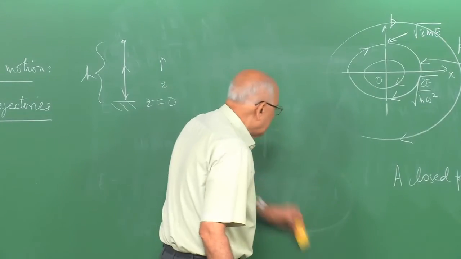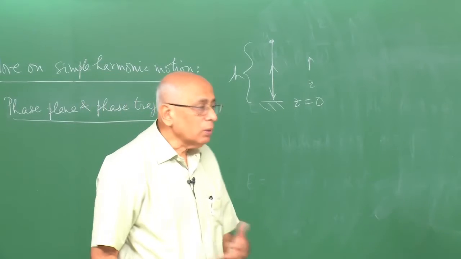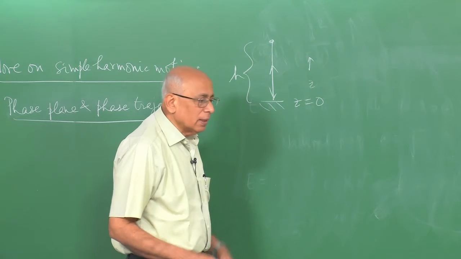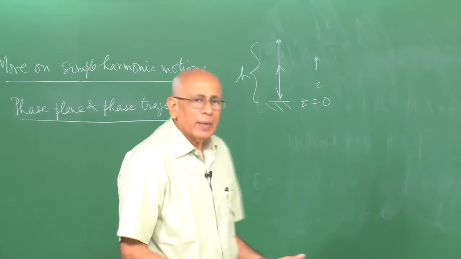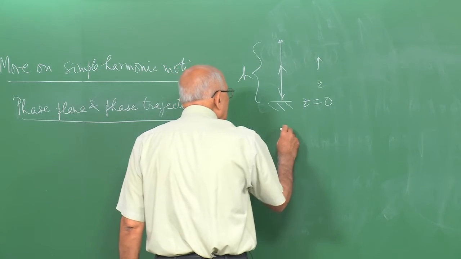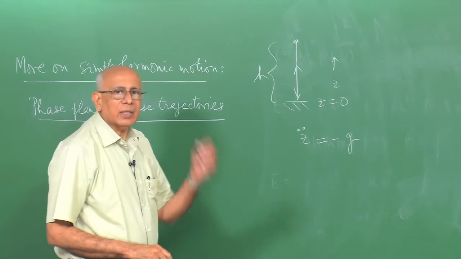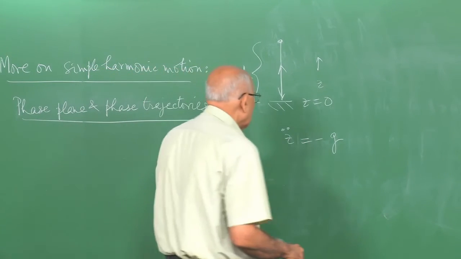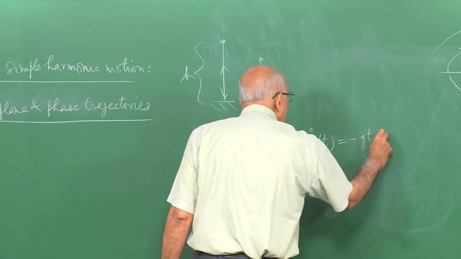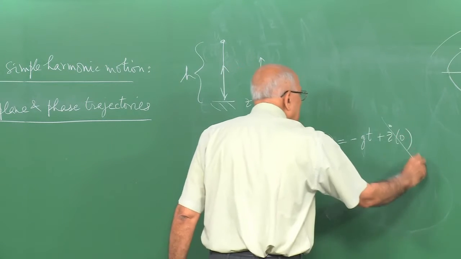The floor is assumed to be perfectly rigid, and the ball is supposed to suffer no loss of energy as it goes up and down. There is no air resistance. This is periodic motion, but it is not simple harmonic motion. Can we describe its phase trajectory? Of course, we can solve this problem in a very simple way. If z is the vertical coordinate, I know immediately that z double dot equals minus g, because the acceleration due to gravity is constant. If I solve this equation here, I get z dot of t equals minus gt plus z dot of 0, and if I drop the ball from rest, then this goes away.